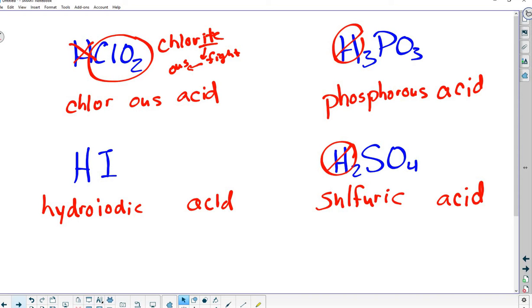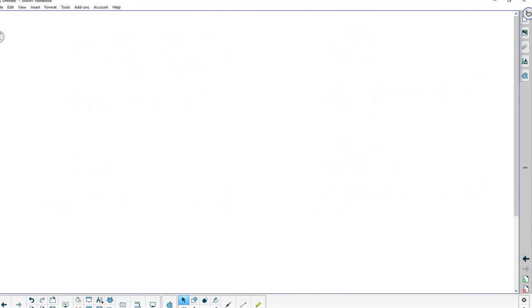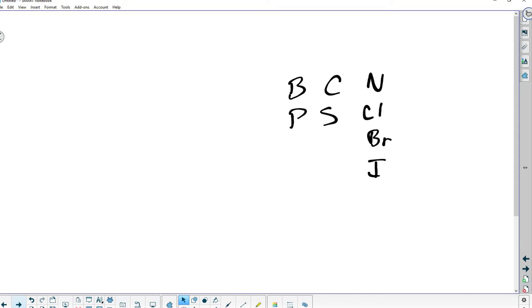If I take an oxygen away from that set, it becomes ites. The charges are still the same. So if I slide those over, the phosphorus, the sulfur, and then the upside down L are all ates. So if I'm looking at it, we've got B, C, N, and then it would be Cl, Br, I, and this would be phosphorus and sulfur here.